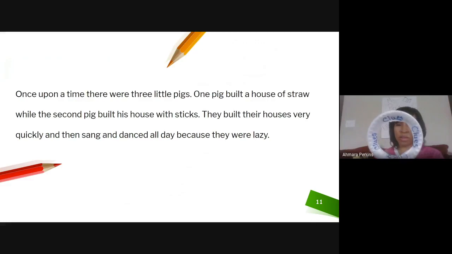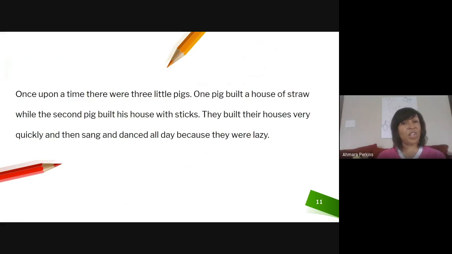Pronoun clue words. I see his. I see they. I see their. Those are all third person clue words. Okay, so this is written in third person point of view.